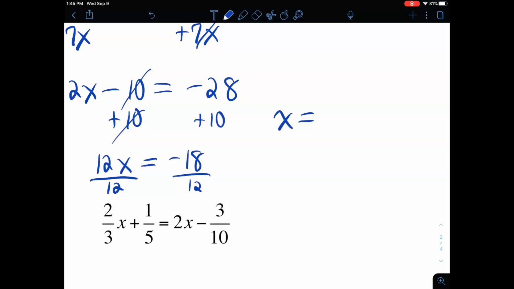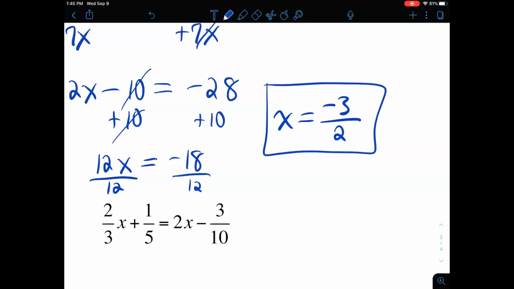Now we need to find the greatest common factor that goes into 18 and 12. What's the biggest number that goes into 18 and 12? It's going to be 6. And how many times does 6 go into negative 18? Negative 3. And how many times does 6 go into 12? 2.